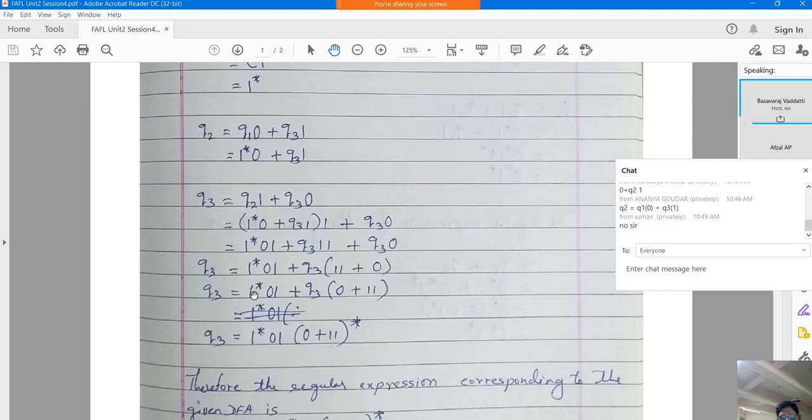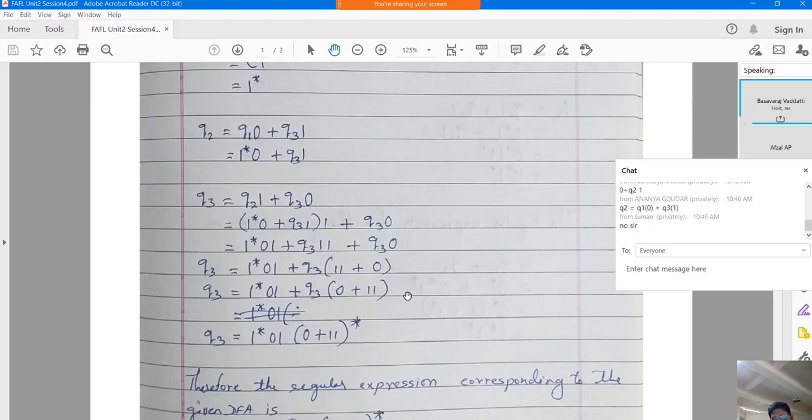Next step is Q3 equals 1 star 0 1 plus Q3. This 1 1 plus 0 can be rewritten as 0 plus 1 1. There is no change in that, I just rewrote it as 0 plus 1 1. Now look at the formula for this Q3. Q3 equals 1 star 0 1 plus Q3 is there again, Q3 into within parenthesis 0 plus 1 1.